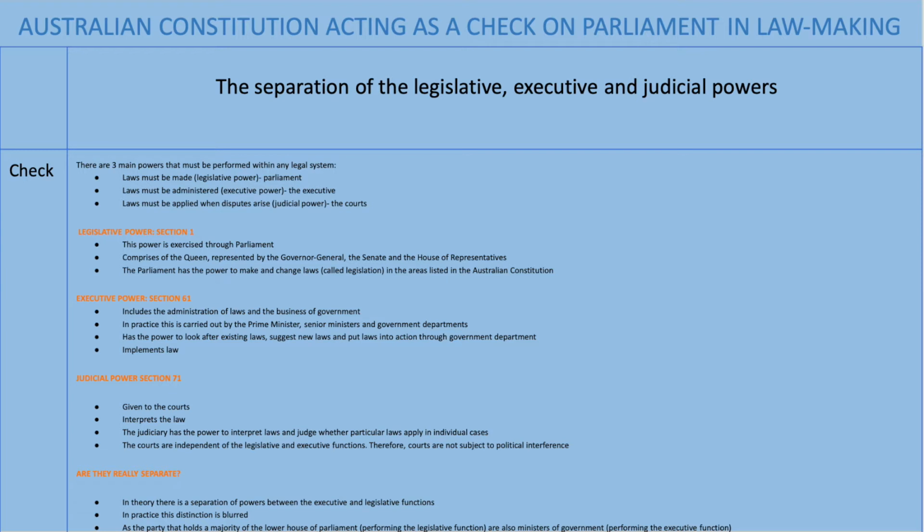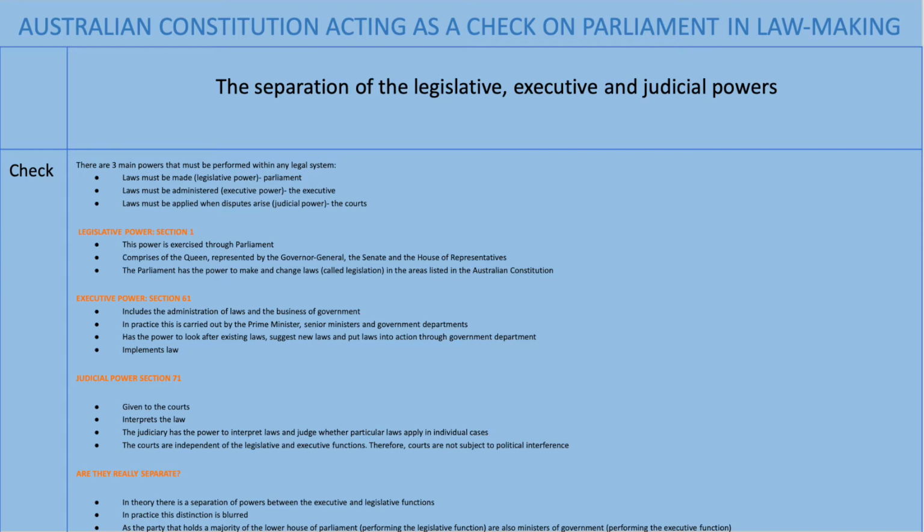So, there are three main powers that must be performed within any legal system. Laws must be made, that is the legislative power exercised by the Parliament. Laws must be administered, that is the executive power exercised by the executive, and laws must be applied when disputes arise, and this is the judicial power exercised by the courts.